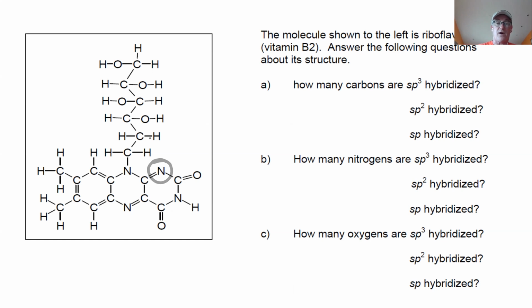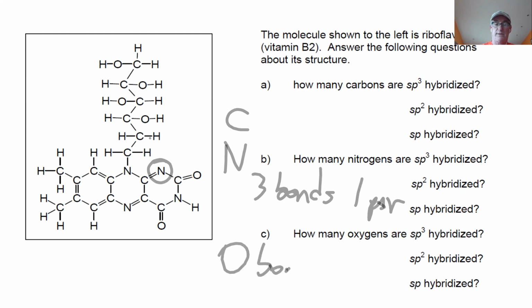Carbon will not have any lone pairs typically. Nitrogen, remember, 3 bonds, 1 pair. Oxygen, 2 bonds, 2 pairs. So put in all the lone pairs and then basically count up the ones that have 4 regions of electron density, the ones that have 3 regions of electron density, and the ones that have 2.